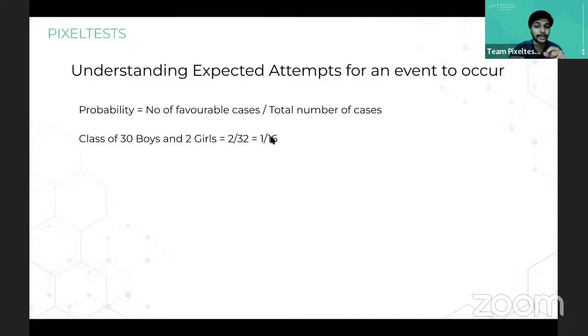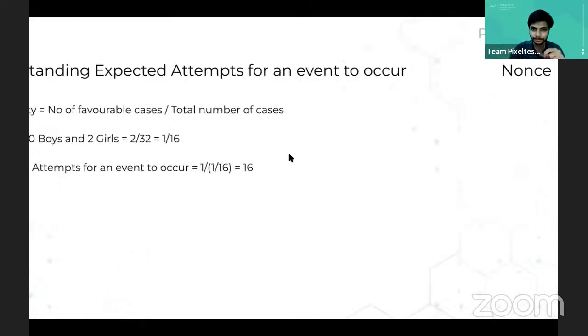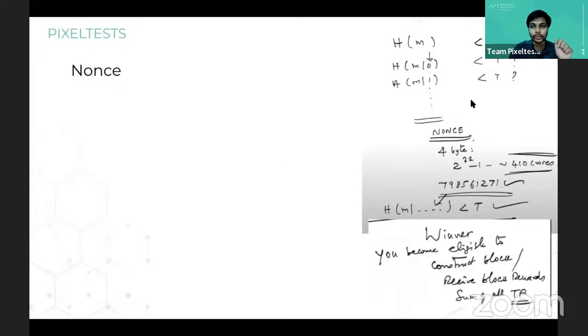So now, the expected number of attempts a person has to make to get a girl's name is 1 by 16, which becomes 16. Right. So now, nonce, if you remember, what I'm telling here is, if you are trying to do hash of the transactions that are there in a block.